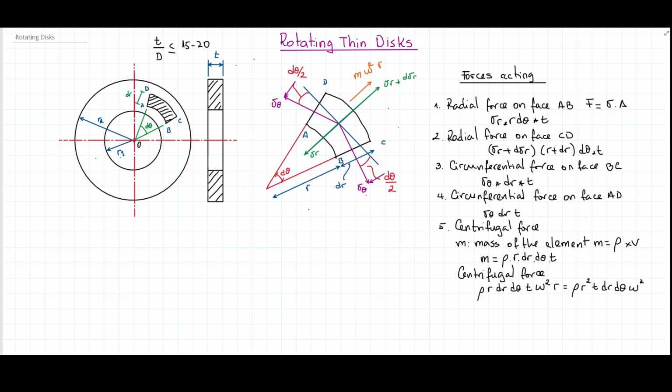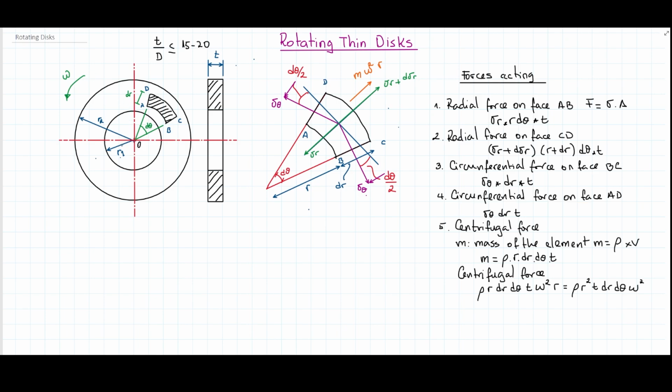When we say rotating thin disks, it also means that these elements are exposed to an angular velocity. Typically, these disks are going to be rotating around one central point, which is the center of the intersection of the symmetry axis. And if this is rotating, there is an angular velocity on which it is rotating.